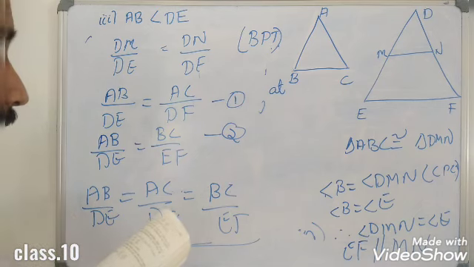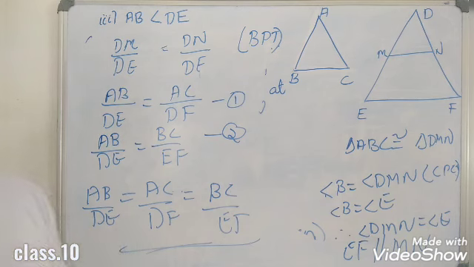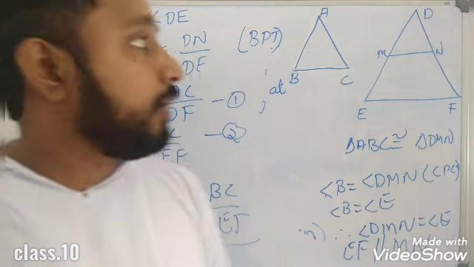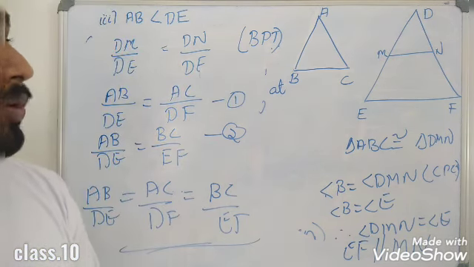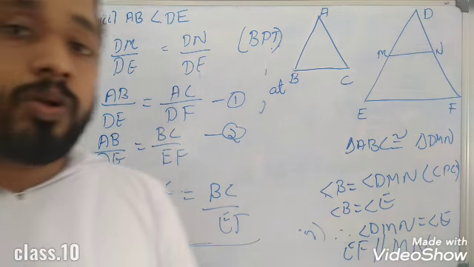This is the criterion condition. So therefore these two triangles are similar. If all angles of a triangle are equal to the corresponding angles of another triangle, then the triangles are similar.